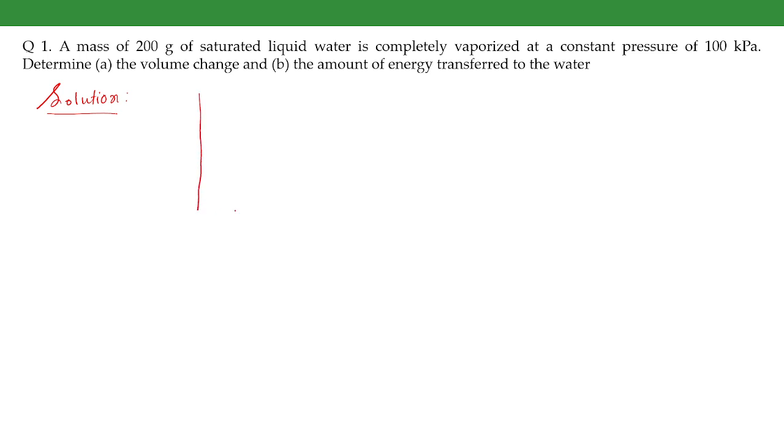Let me draw the PV diagram of the process, pressure specific volume diagram. From the saturated liquid point, it is completely vaporized, that it becomes the saturated vapor point. So this is 1 and this is 2. This happens at 100 kilopascal pressure. Determine the volume change in this process and the amount of energy transferred to the water.